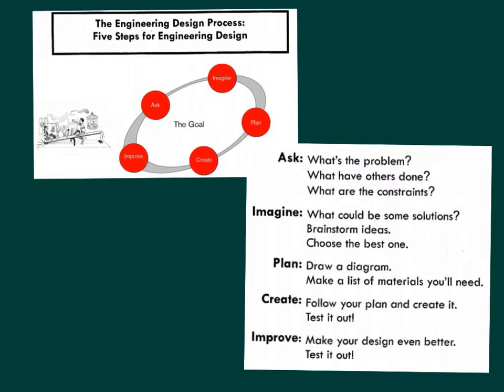The engineering design process has 5 steps. Ask: What's the problem? What have others done? What are the constraints? Imagine: What could be some solutions? Brainstorm ideas and choose the best one. Plan: Draw a diagram. Make a list of materials you'll need. Create: Follow your plan and create it, then test it out. Improve: Make your design even better, and then test it out again.